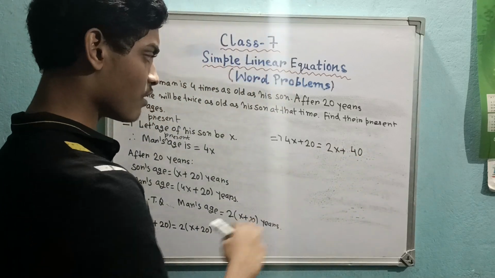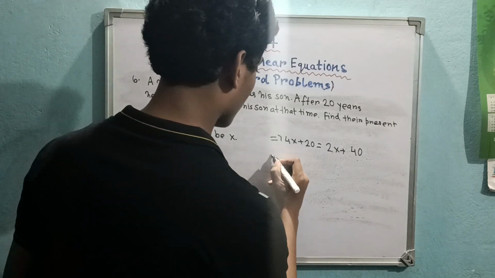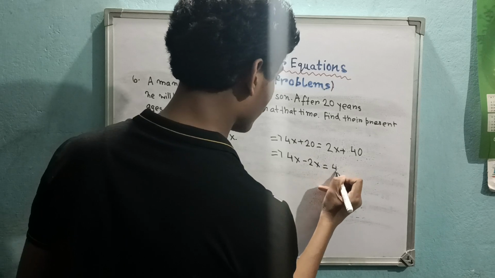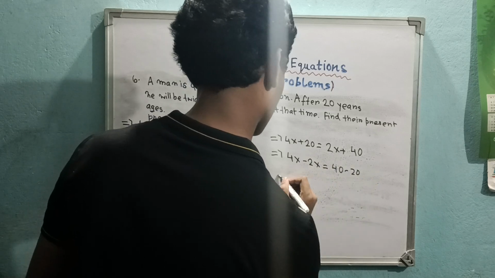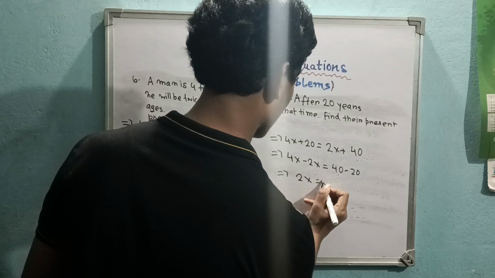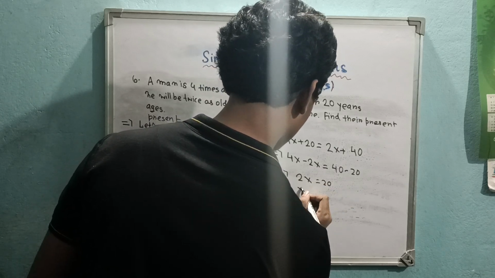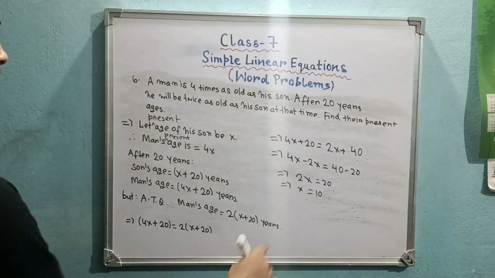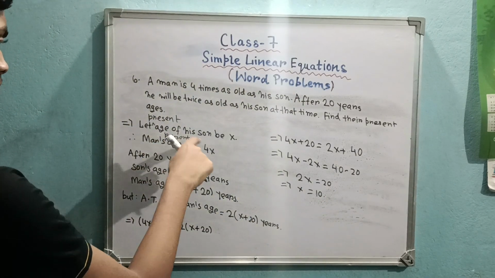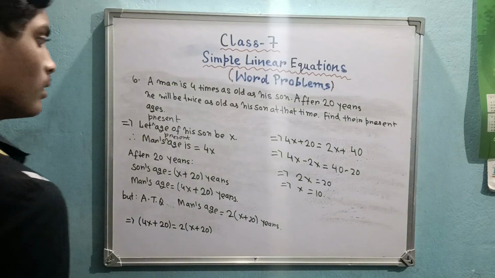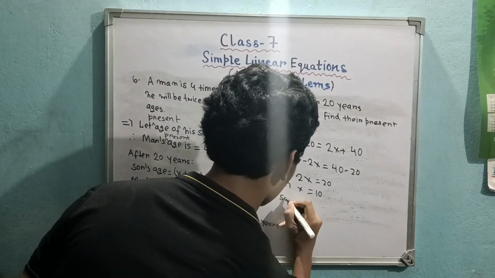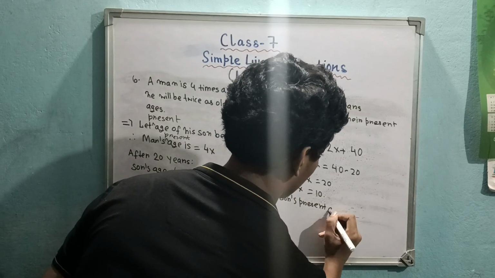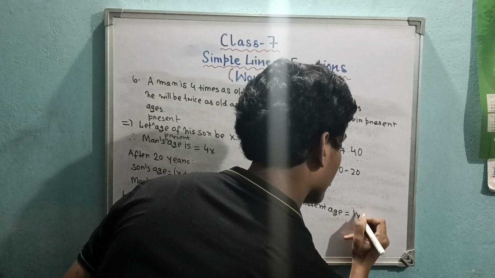Let's shift the x terms to one side and the constant terms to the other side. Or 4x minus 2x equal to 40 minus 20. Or 2x equal to 20. Or x equal to 10. So what did we consider as x first? The present age of his son. Therefore, son's present age equal to 10 years.